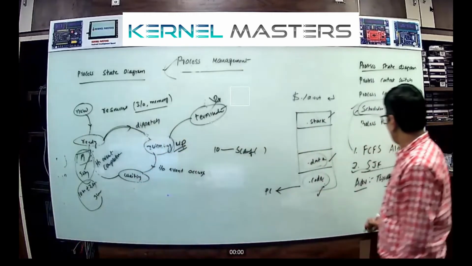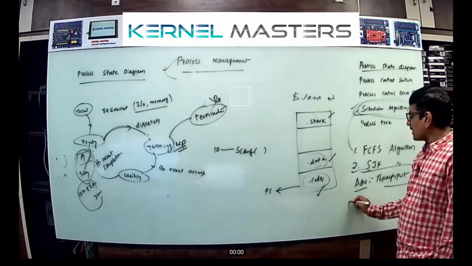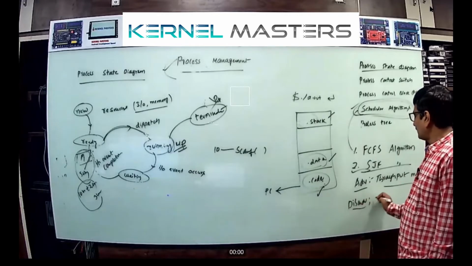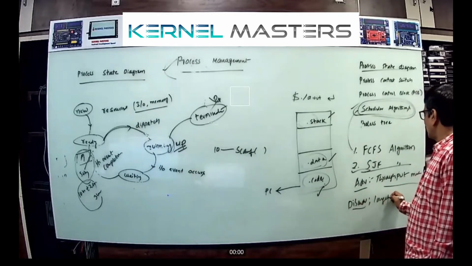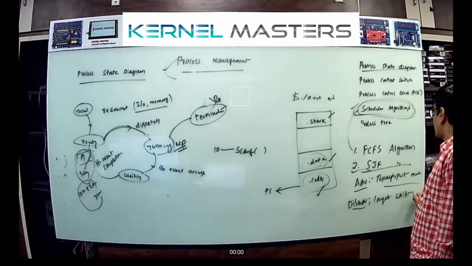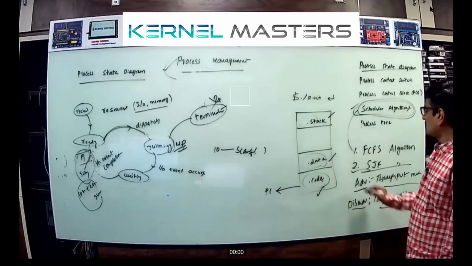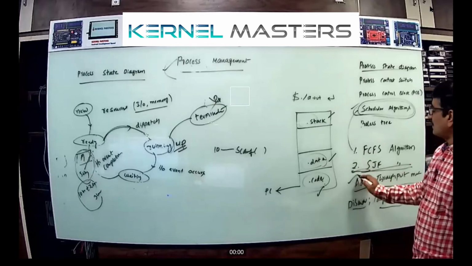The disadvantage is that the longest process keeps on waiting. That is the advantage and disadvantage of the SJF algorithm.